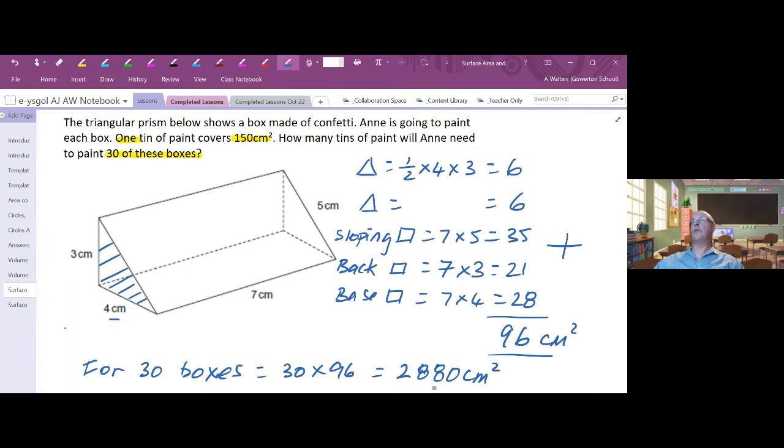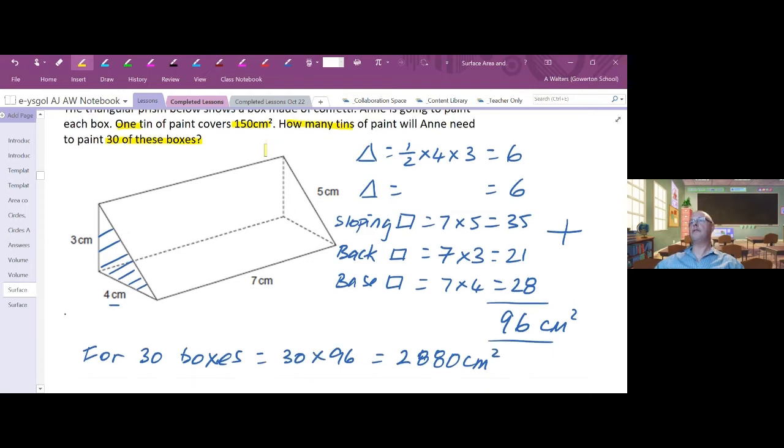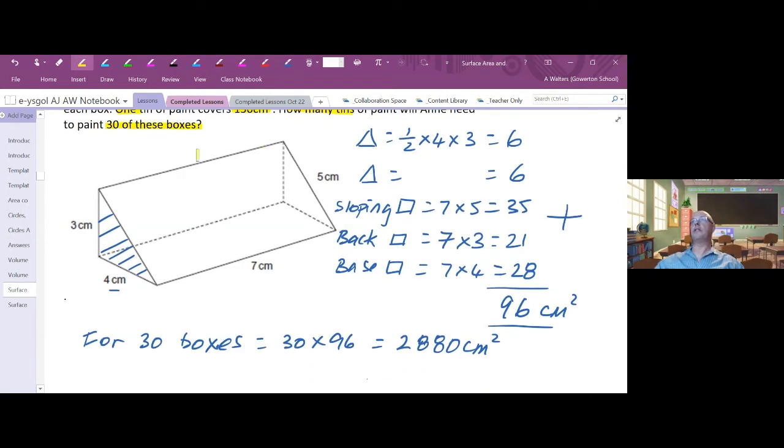Okay, so we're asked how many tins of paint, and each tin covers 150 centimeters squared. So what we need to do next is divide. What we do is this: we divide the area of the 30 boxes divided by the amount of area one tin of paint covers to get the number of tins. When you tap that out in your calculator, it gives you an answer of 19.2.